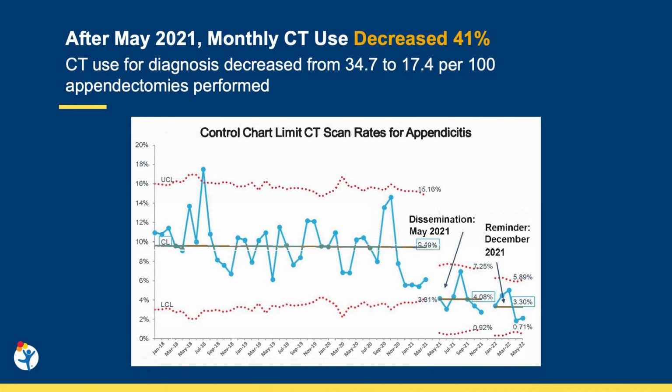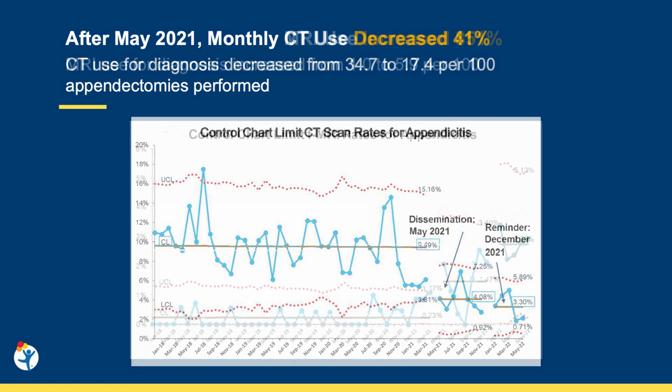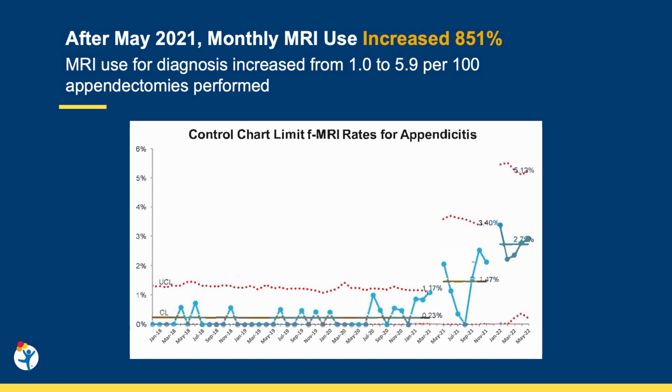Since the start of our QI campaign in May 2021, we have noted a reduction in CT scan utilization by 41% and an increase of 851% in the rapid sequence MRI use. We have correlated all CTs and rapid sequence MRIs that were read as positive for appendicitis with the final pathology evaluation of the appendix. In all instances, there was confirmation of appendicitis by pathology.